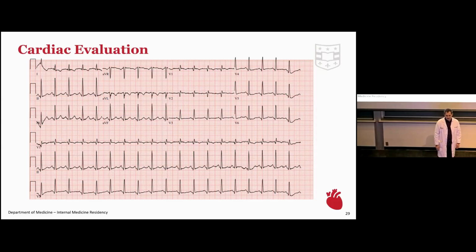We do have an RSR prime in V1 and V2, which is a fairly normal variant, so we wouldn't consider that pathologic. Non-specific T wave change in V1, but that's also pretty reasonable. So no major abnormalities on the EKG other than the tachycardia.